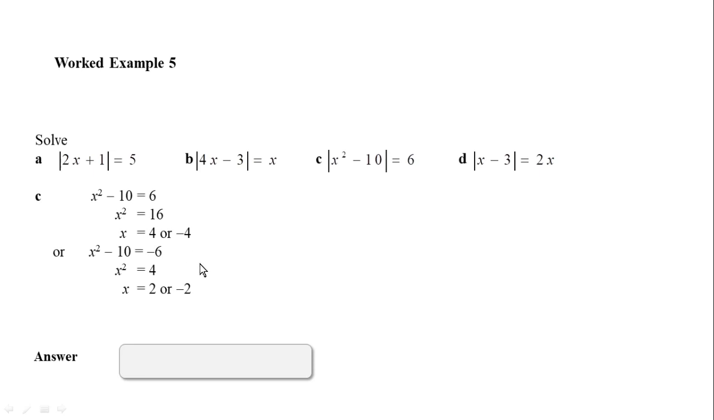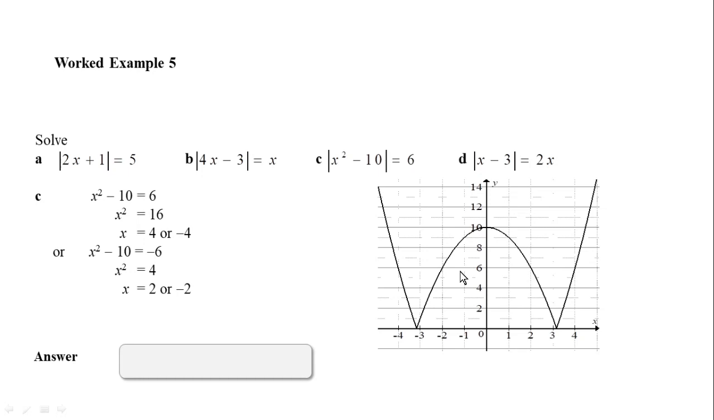How will I show it if I know already how to graph? Remember, the graph of x squared minus 10 is something going straight like this. But it's a modulus, so whatever I have below, I am going to flip it going on the positive values. So I have that.